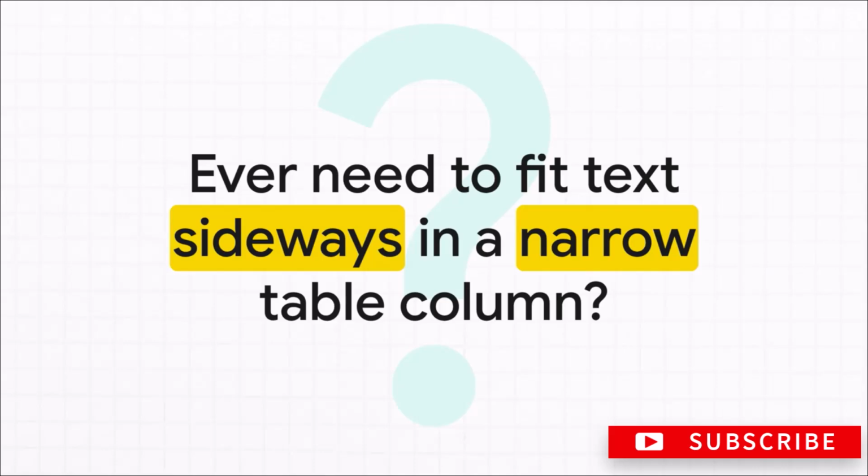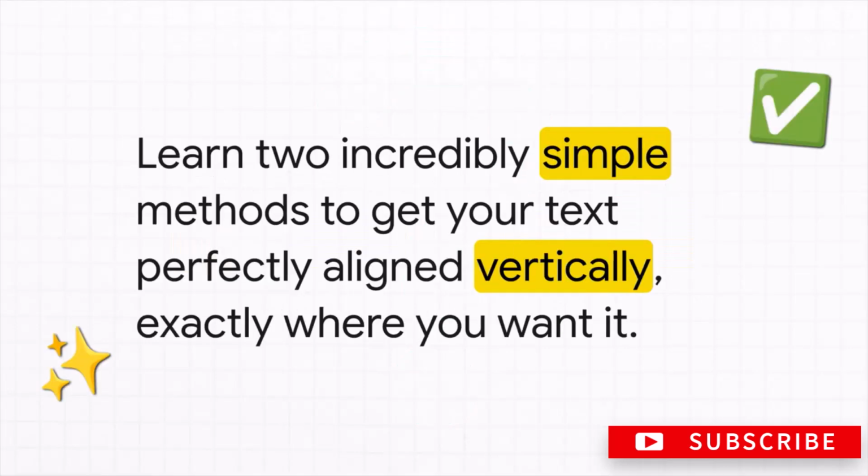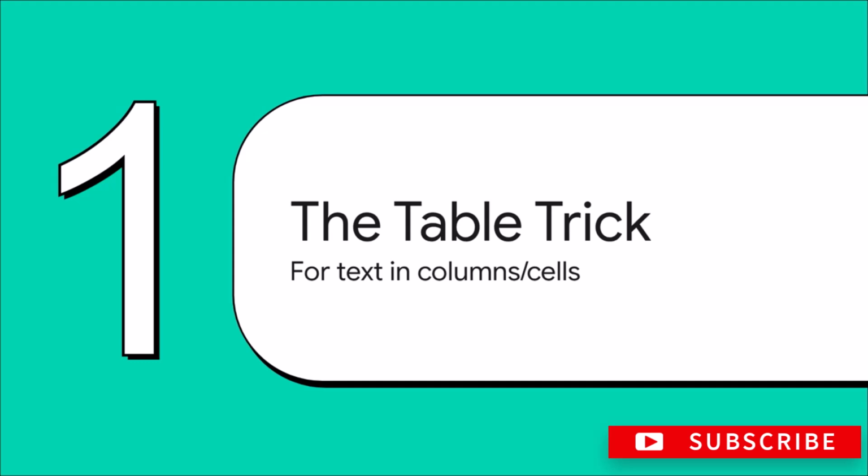You're trying to label a really narrow column in a table, or maybe you're designing a flyer and you want some text running up the side for a cool, stylish look. It feels like it should be easy, but the option isn't always staring you in the face. Well, don't worry, because that's exactly what we're going to cover. We're going to walk through two incredibly simple but really powerful methods to get your text lined up vertically exactly how you want it. First up is what I like to call the table trick.